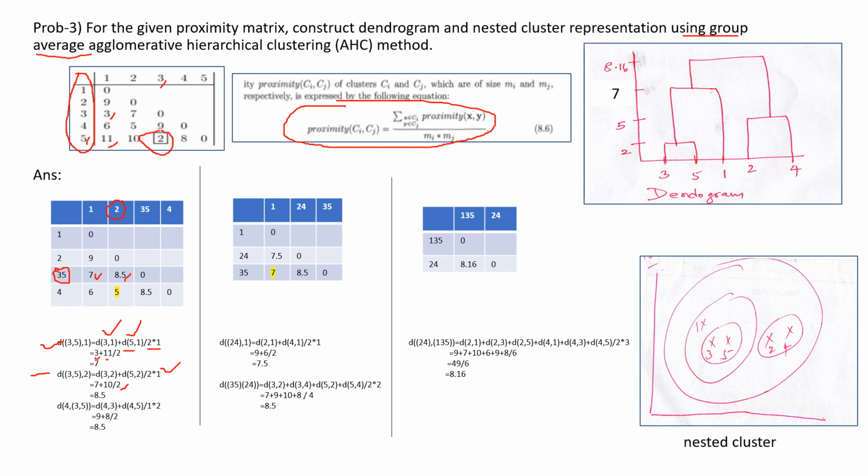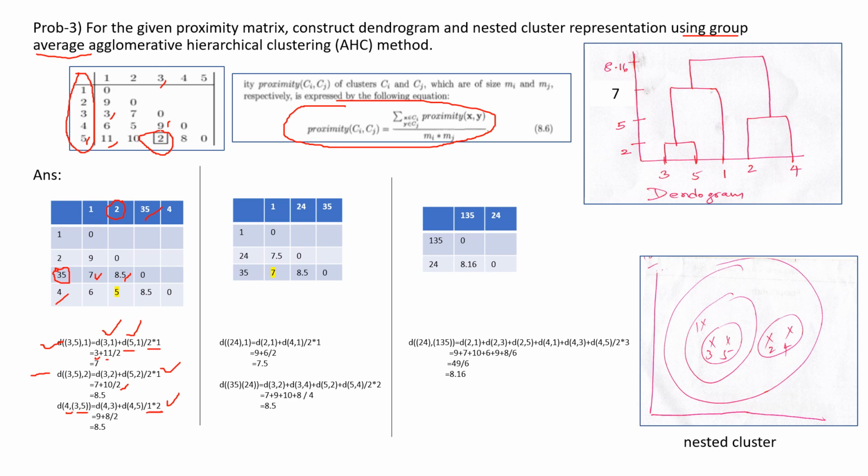You will get 8.5. Next, 4 to 3, 5. What do you calculate? 4 to 3 plus 4 to 5, divided by 2. That's what is given here. He has given 1 star 2 as the denominator because the number of points in the first cluster is 1 and the number of points in the second cluster is 2. That's why 1 into 2. But you don't have to worry. You just do the average, because 2 points are there in the numerator. Just divide by 2. So 4 to 3 is 9, right?